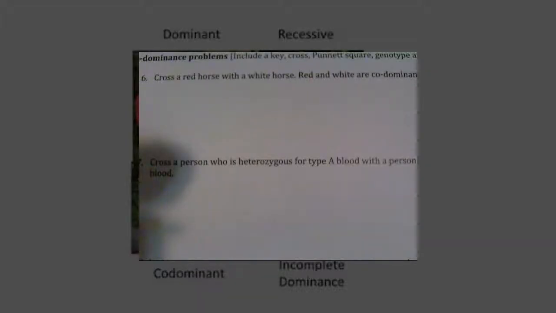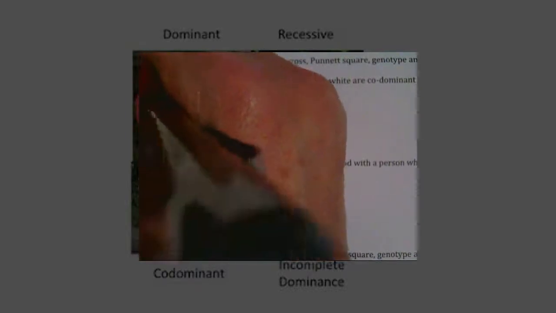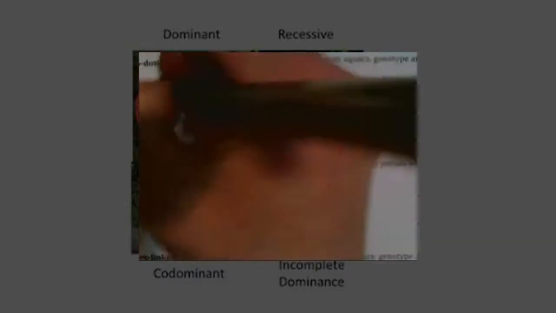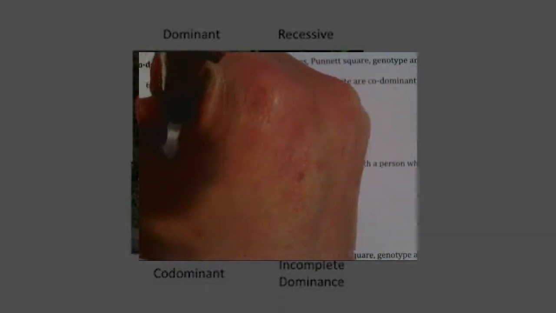So now we're going to practice doing a Punnett square with codominance. Just like incomplete dominance, you want to use different letters for each trait so that you can show that they are both dominant. So we're going to cross a red horse with a white horse, where red and white are codominant to produce a roan horse. First, we're going to start with our key. I'm going to represent the red horse with 2 uppercase R's and the white horse with 2 uppercase W's.